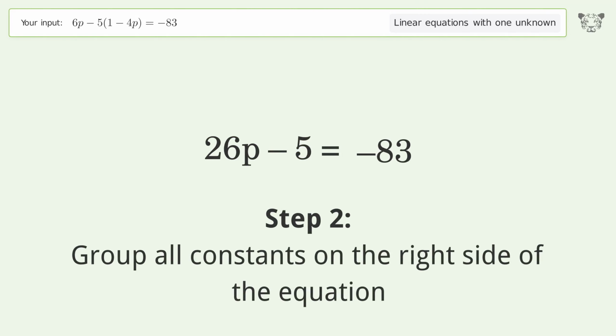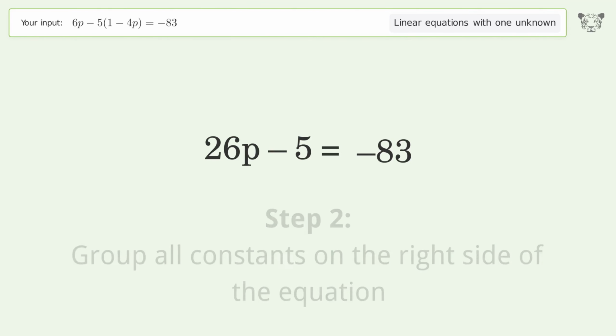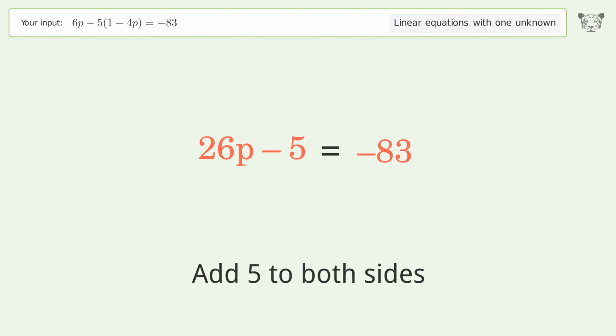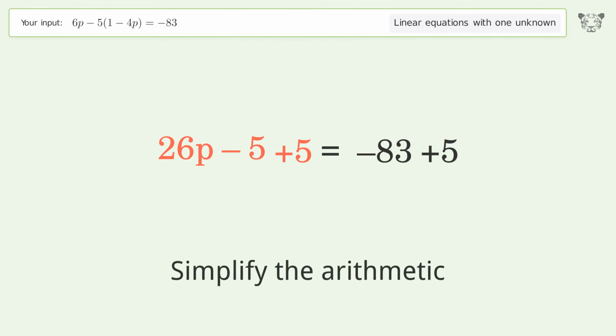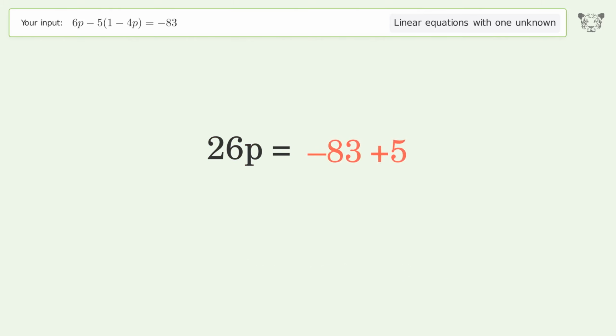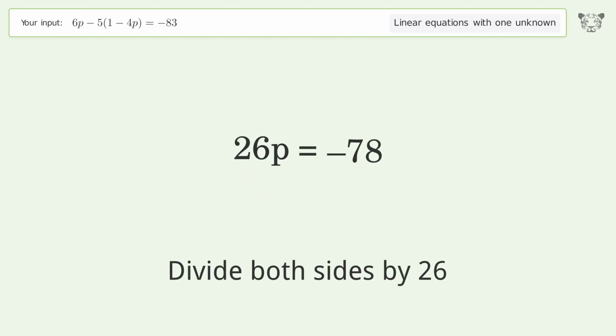Group all constants on the right side of the equation. Add 5 to both sides. Simplify the arithmetic. Isolate the p. Divide both sides by 26.